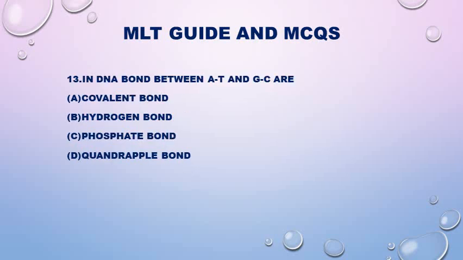13. In DNA, bond between AT and GC are options A. Covalent bond, B. Hydrogen bond, C. Phosphate bond, D. Quadruple bond. And the answer is B. Hydrogen bond.